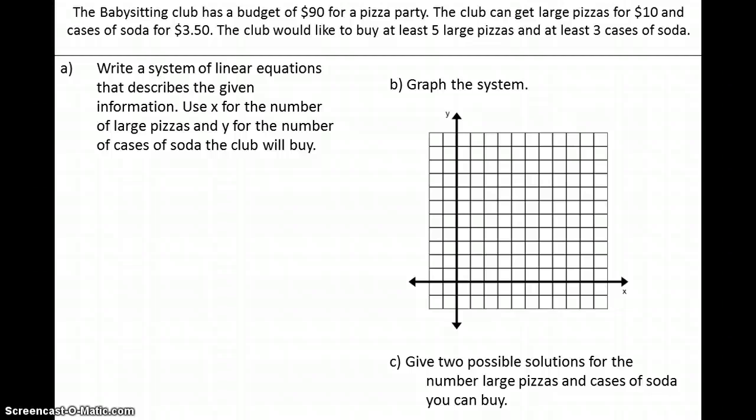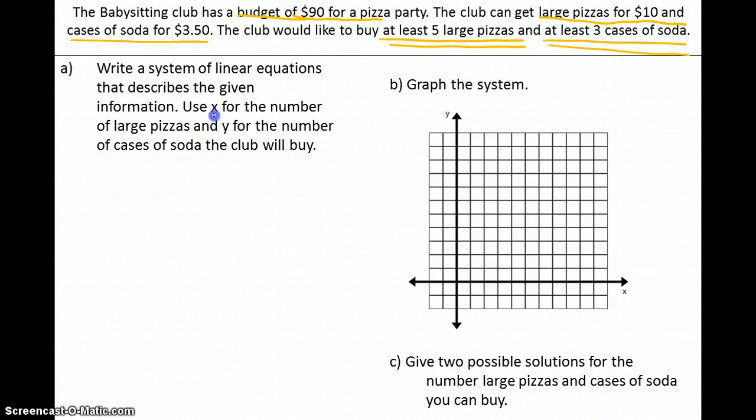The babysitting club has a budget of $90 for a pizza party. Sounds important, so let's underline it. The club can get large pizzas for $10 and cases of soda for $3.50. The club would like to buy at least 5 large pizzas and at least 3 cases of soda. Write a system of linear equations, actually inequalities, that describes the given information.